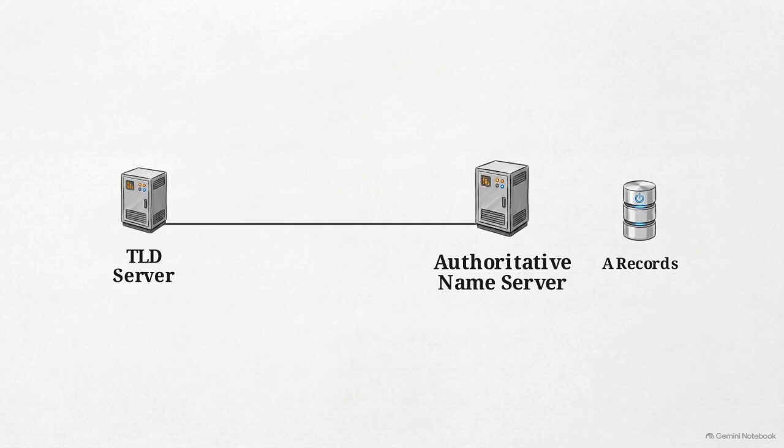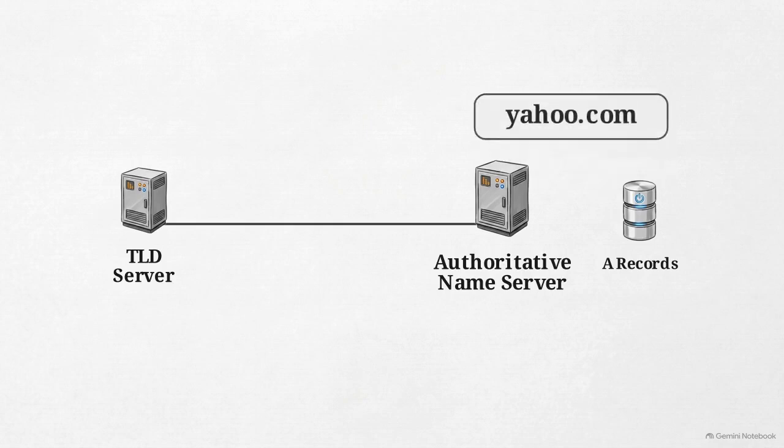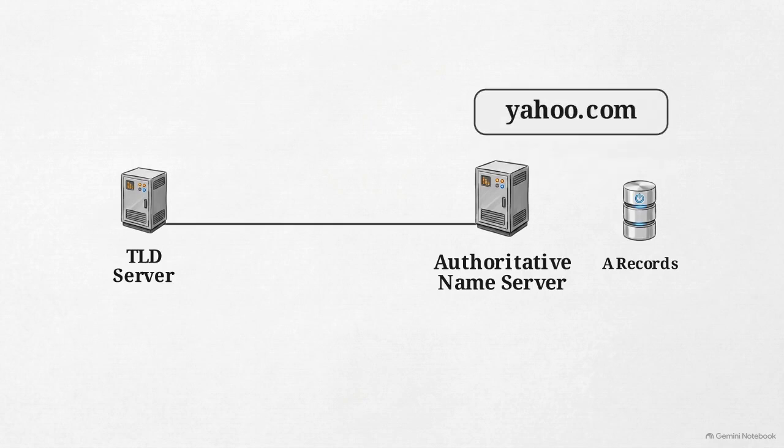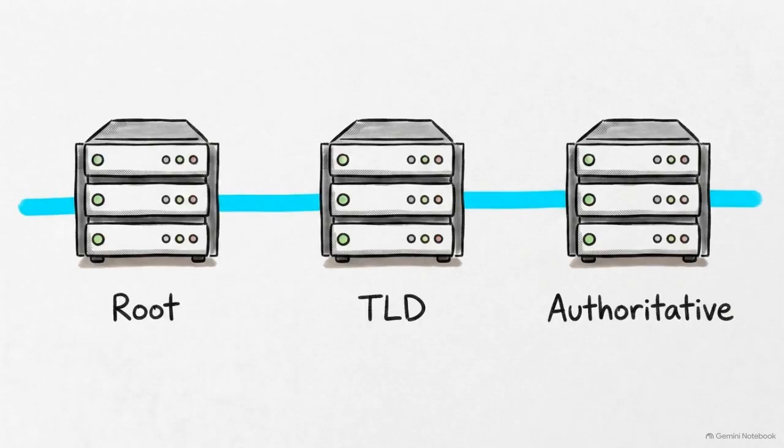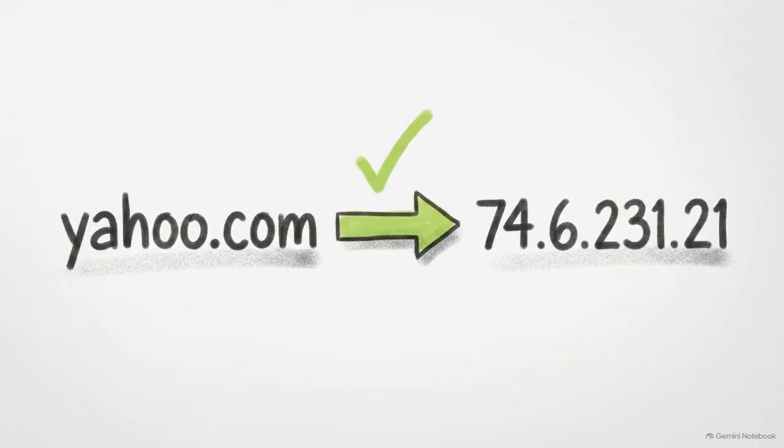This server is the final, definitive source for all records related to that specific domain name. Because the domain owner maintains this server, it holds the actual current IP address for the web server hosting the content. The authoritative name server responds to the resolver with the exact numerical address for yahoo.com. This concludes the chain of delegation that began at the root. The resolver has successfully translated a linguistic name into the mathematical format the browser needs to proceed.